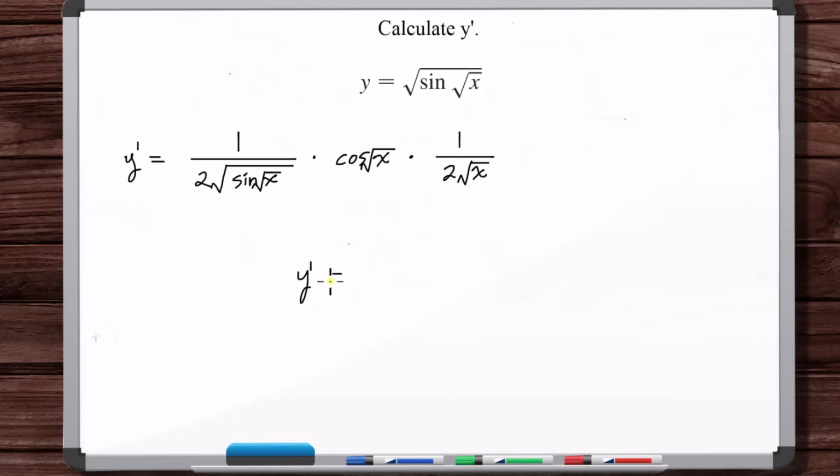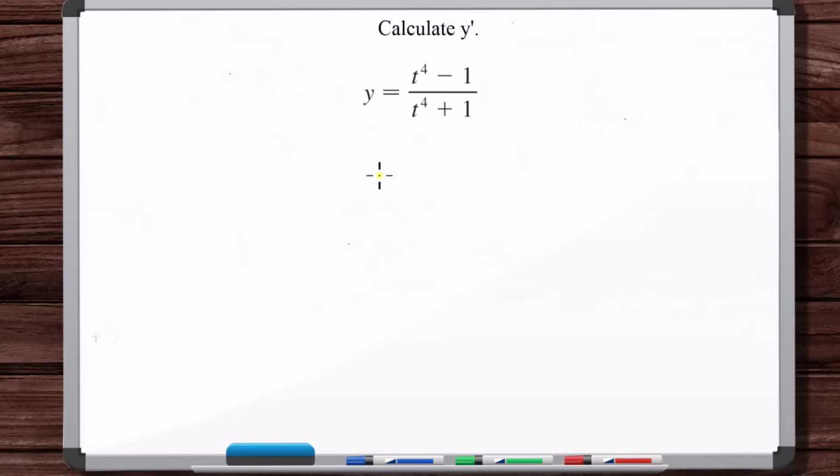Now let's write this in the cleanest form we can. So 2 times 2 is 4. Now the square root of sine root x times root x, we can combine those to get x sine root x, all under one root. There you go.